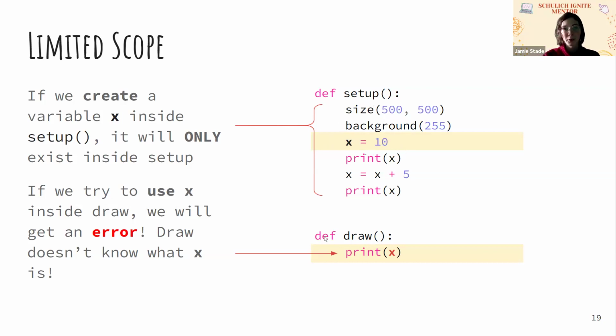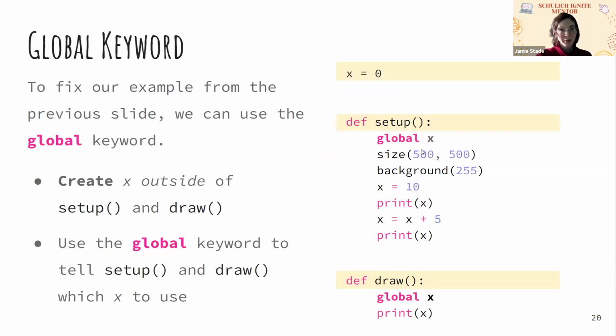But then after setup, if we try to run draw, it's not going to know what x is because we only defined x for setup. Does that make sense? Okay. So yes, that's a problem. If we do this, the program's not going to run. We're going to come up with an error. How do we solve this? We define a global variable. So we can define a variable outside of the function, state that we're using it inside of the function, and then use it however you want.